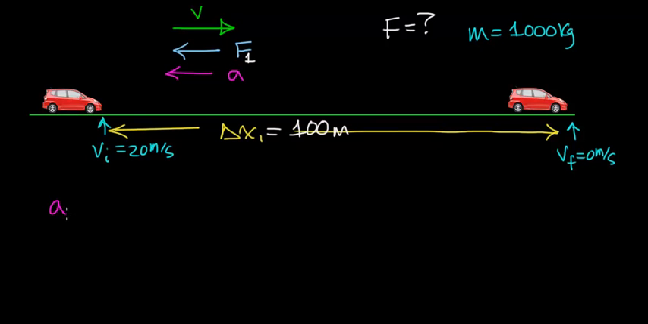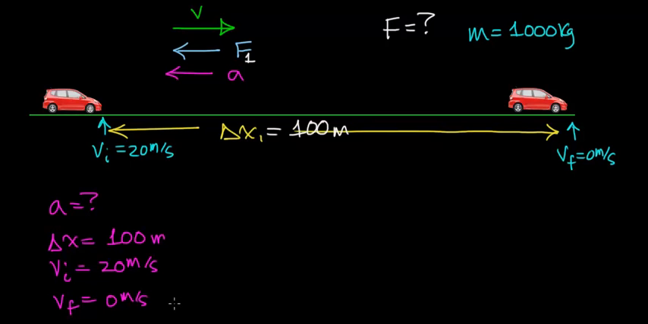Now the thing that we don't know is what the acceleration of the car is. We do know the distance over which this car has to slow down, and in this case this is going to be a distance of 100 meters. We know both the initial and the final velocity of the car: the initial velocity is going to be 20 meters per second, and the final velocity is going to be 0 meters per second. The car is going to come to a stop. The thing that we don't know is how fast this car comes to a stop, so we can't calculate the acceleration of the car based on the definition of acceleration.